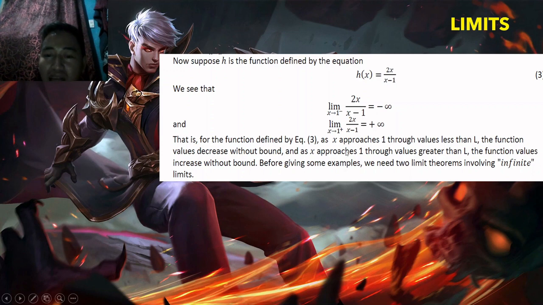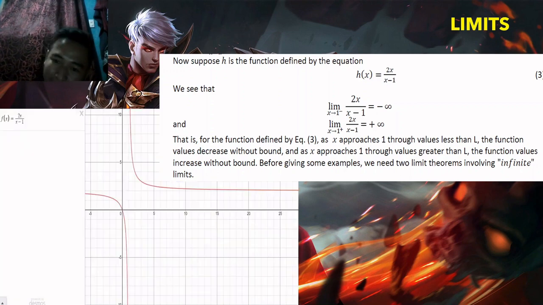Okay. Next is 1 plus, so 1 from the right. Let's pick the number 1.1. Substitute, class: 2 times 1.1 is 2.2. Then 1.1 minus 1 is 0.1. So positive over positive is positive infinity. You only take note of the sign. So the answer is negative infinity from the left and positive infinity from the right. Okay? That is the shortcut.